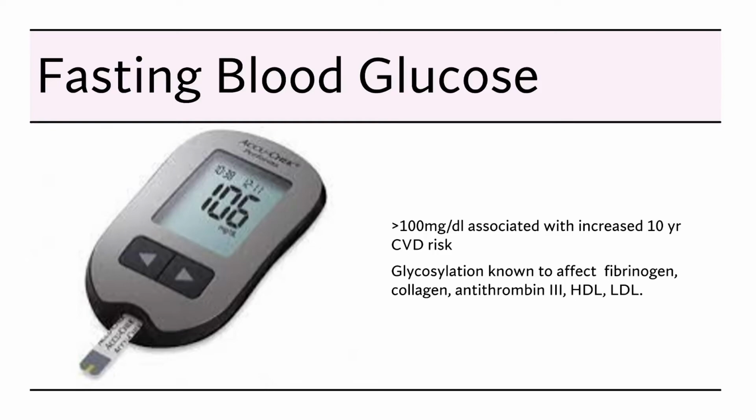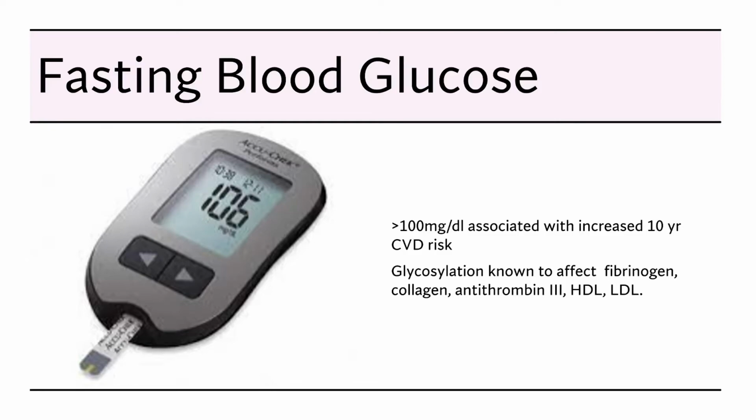Well, sugar is known to bind to a few different compounds. It's called glycosylation. One of those compounds is fibrinogen. Another is collagen. Another is antithrombin 3, which is a thrombolytic. It prevents clot formation. HDL and LDL. And isn't it interesting that all of these things are involved with coronary artery disease?